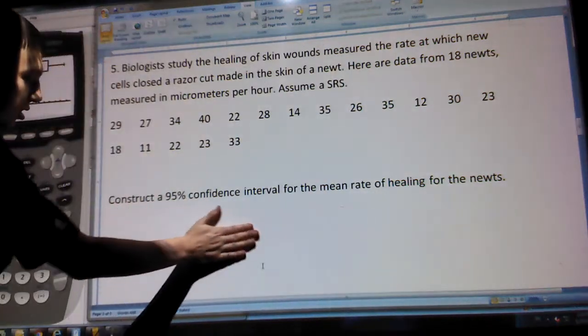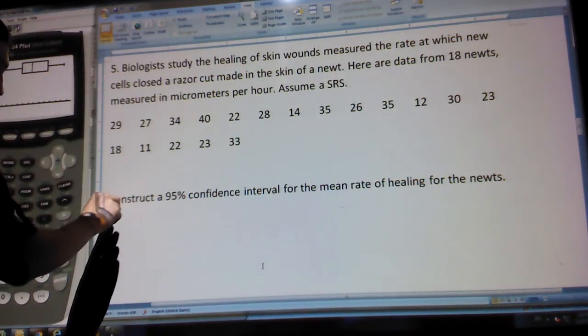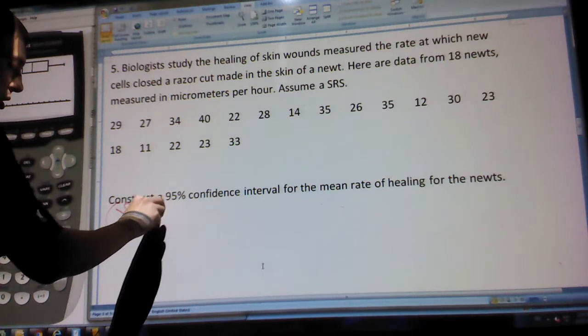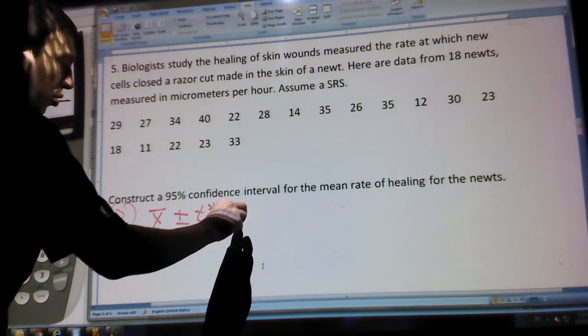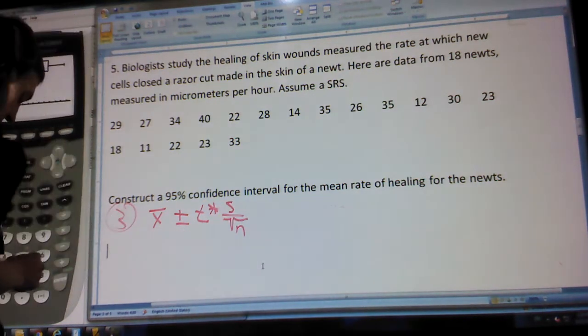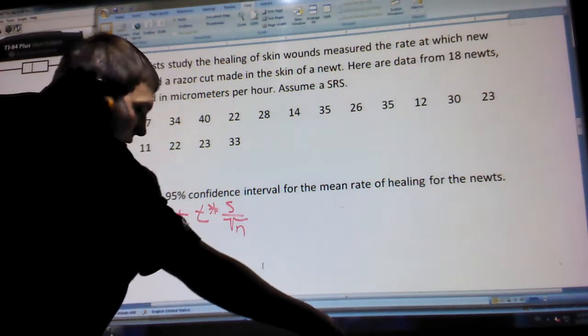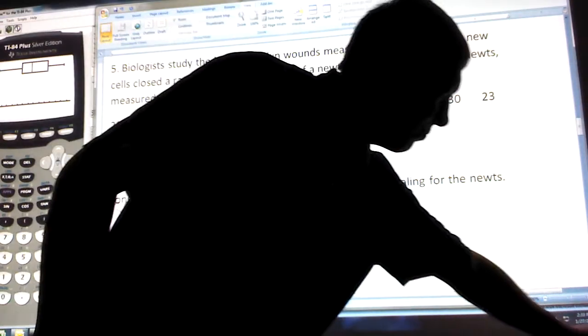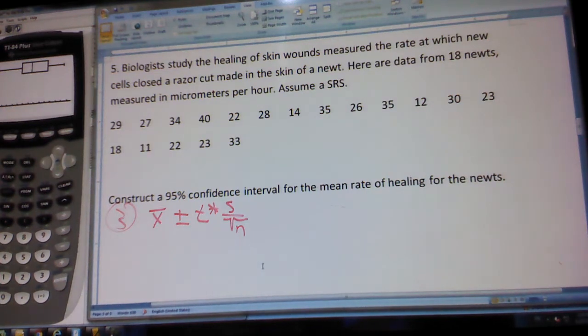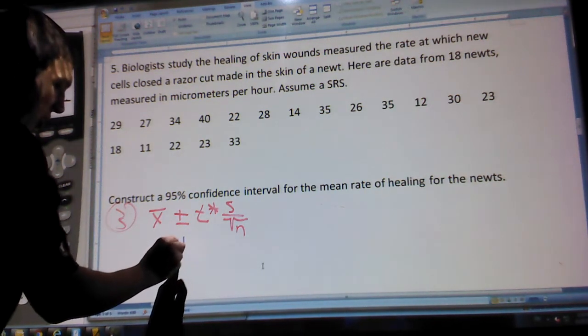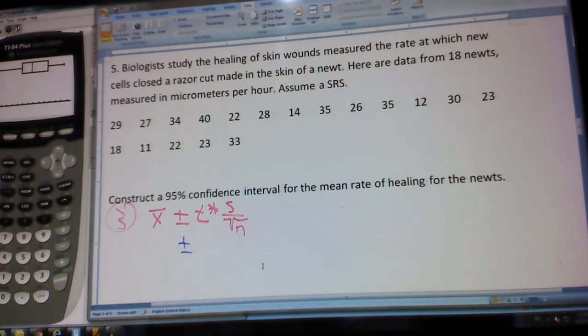So step 3 is all the numbers. Step 3, x bar plus or minus t star s over square root of n. Let's get a blue marker. All right. Where do I find t star? I don't know why I'm starting there. T star comes from the book or a chart. So I will find my chart.